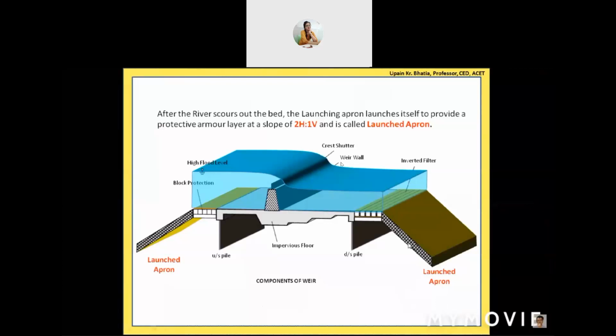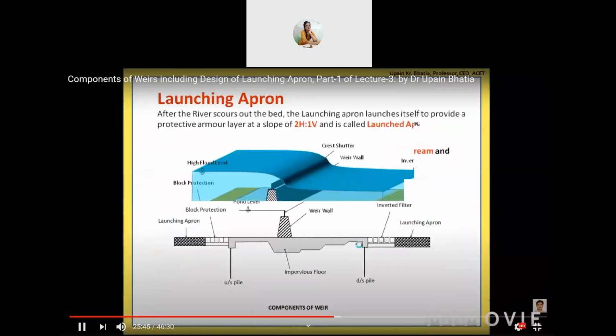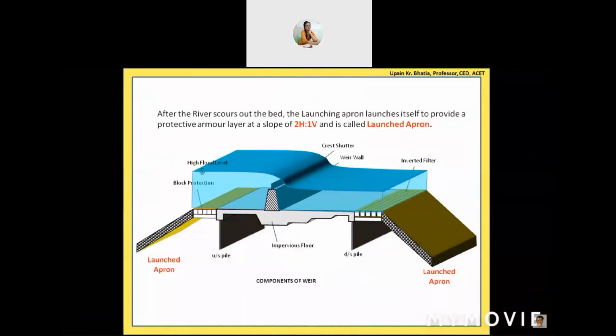So this is stone pitching, you can say the stone layer here, which protects the structure. It protects this particular soil in this area from being scoured out by the flowing water. So this sloping portion of the stone provides protection to the entire structure, so the structure is not damaged.